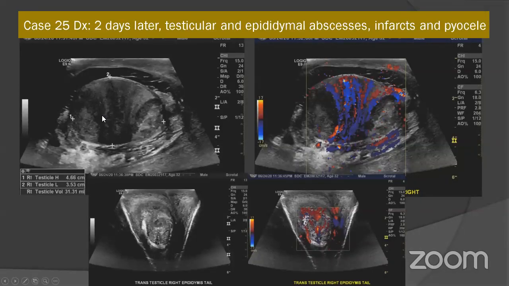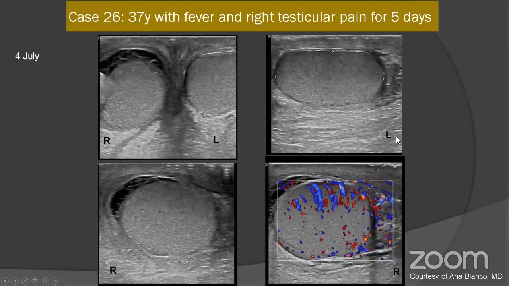And the scrotal ultrasound was repeated. And this has shown progression to formation of testicular abscess, infarcts. And look at the rapid progression. There is a large pyocele now with septations in the fluid in the scrotal sac. This is how soon it can progress.